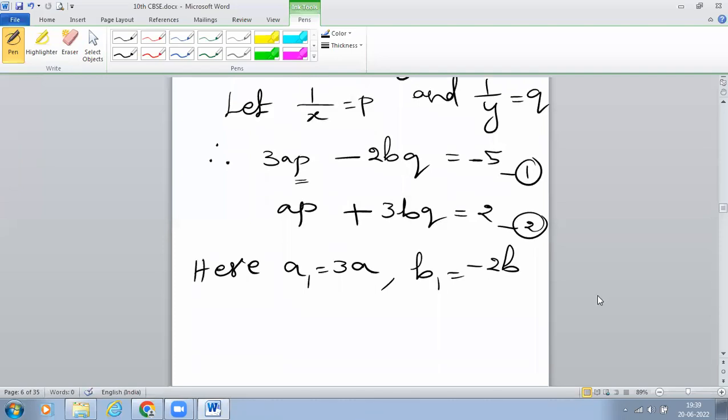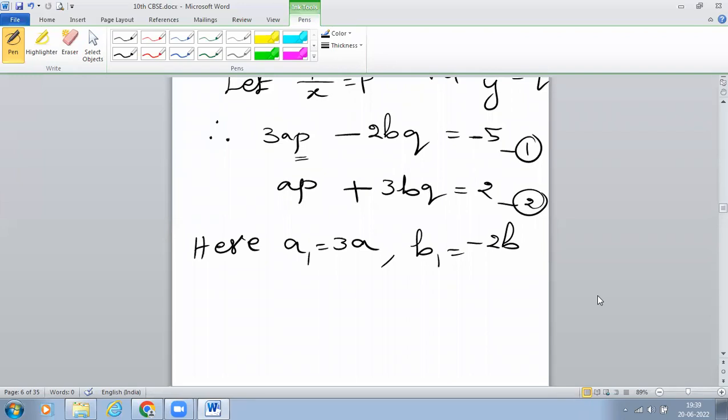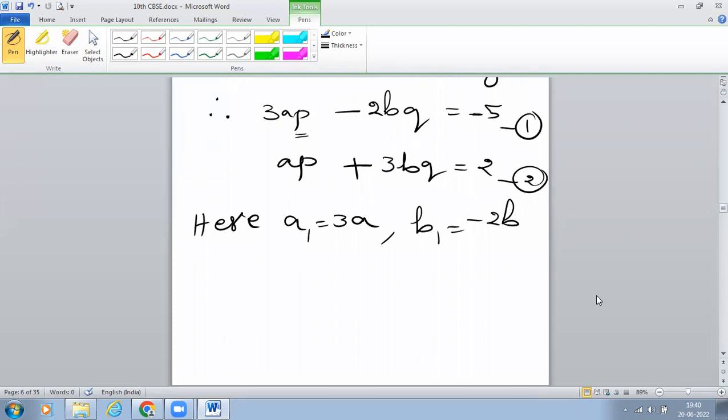I'm not going to write C here, because if A1 by A2 is not equal to B1 by B2, then we can say it will have a unique solution. If it is equal, then we can move on to finding C1 by C2. So first we'll write the value of A2.